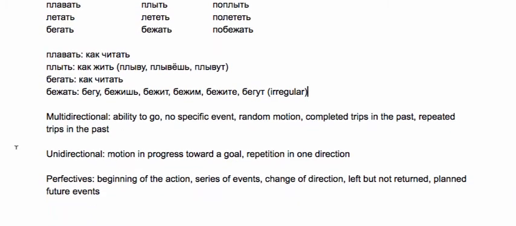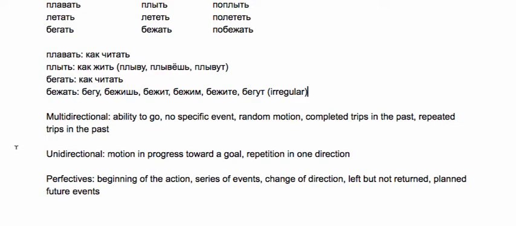So remember that multidirectional verbs are associated with the ability to go with no specific event, maybe random motion, completed trips in the past, or repeated trips in the past. And sometimes I think it helps to think of this as kind of where is the arrow going? In this case, the arrow is going in multiple directions, so multidirectional. Whereas with unidirectional verbs, we have the arrow going in just one direction. Motion in progress towards a goal. And we can also have repetition in one direction.